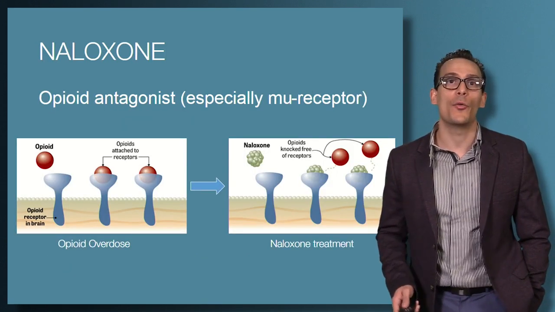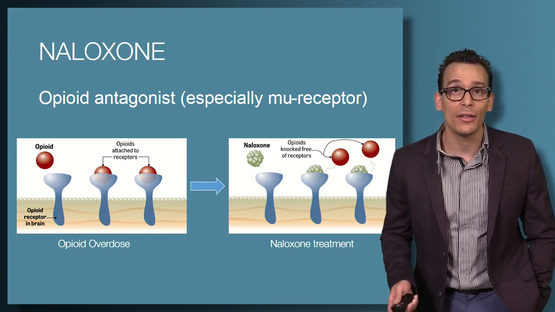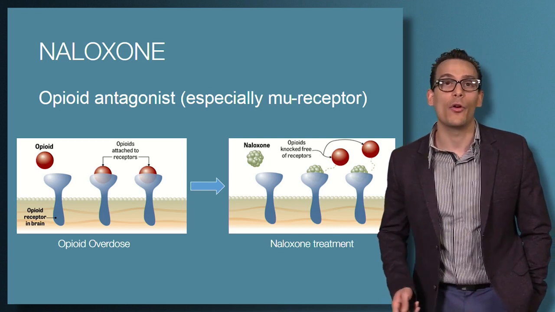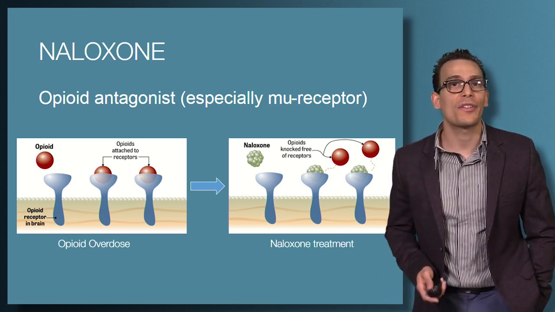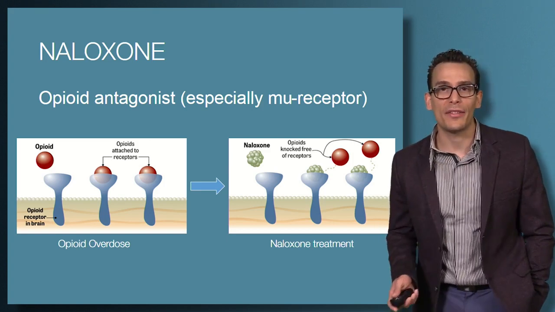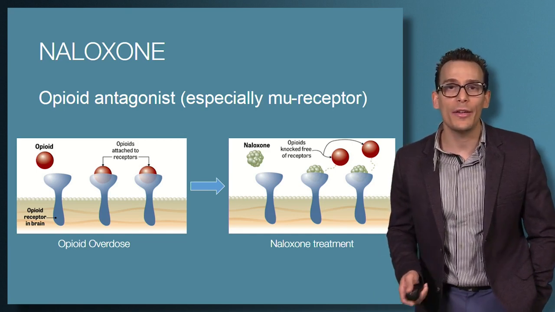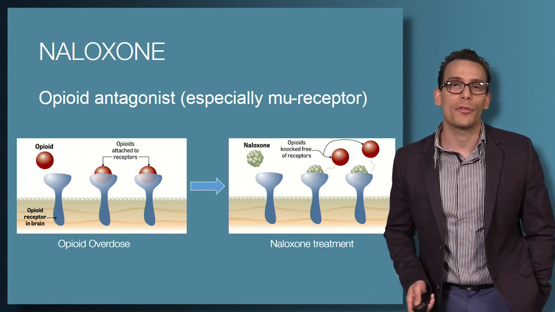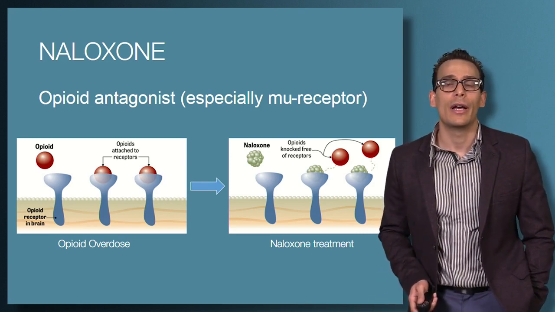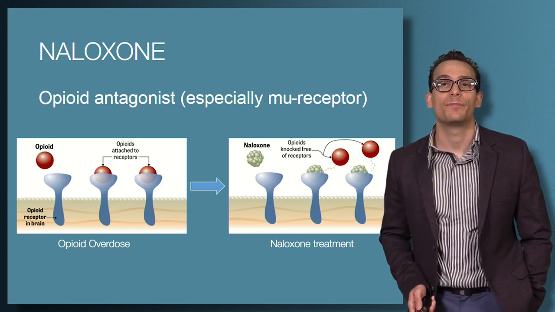Naloxone is particularly an opioid antagonist at the mu receptor, meaning that it antagonizes or blocks the mu receptor. If we look at the left side of the slide, we see an example of an opioid overdose where opioids are oversaturating the receptors in the brain. If we move to the right side of the slide, we see what happens with naloxone treatment, where naloxone, due to its higher binding affinity, is able to bind to the receptors stronger than the opioids, thus displacing them off the receptors, leading to reversing the effects of opioid overdose.